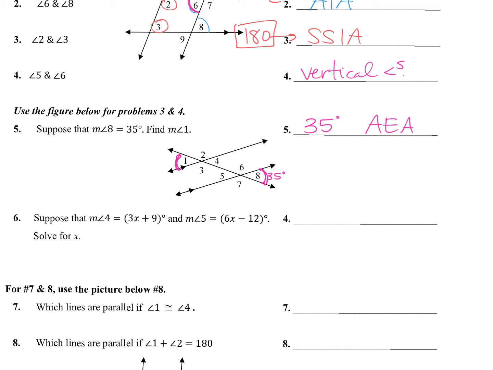Number 6, so ignore what we did in the last problem. That doesn't affect this problem. Angle 4 and angle 5. Take a look at those. What kind of angles are 4 and 5? Alternate interior. So what are we doing with those expressions? Set them equal. So 3x plus 9 should equal 6x minus 12. So simplify that. Take away the 3x, add the 12. So you get 3x equals 21, and then divide by 3. So x would be 7.